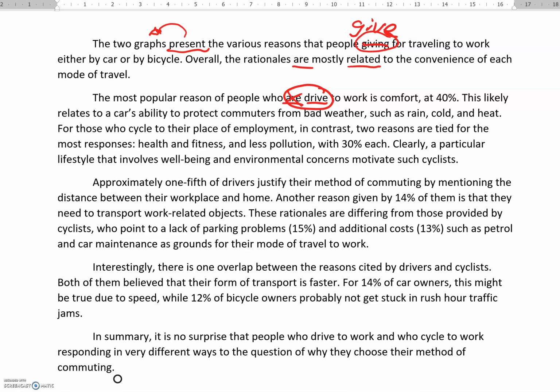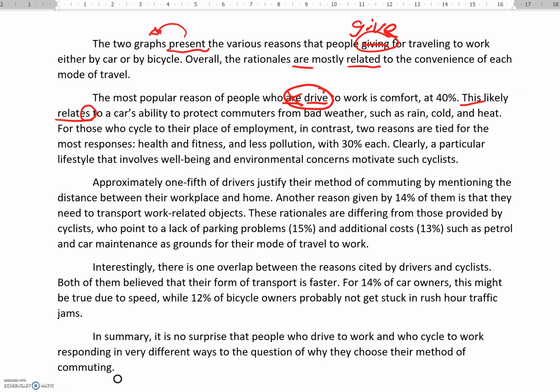The most popular reason of people who drive to work, okay, is comfort at 40%. This likely relates is a simple present verb. Notice the S, okay, because of this being the subject. Okay, this likely relates to a car's ability to protect commuters from bad weather, such as rain, cold, and heat.